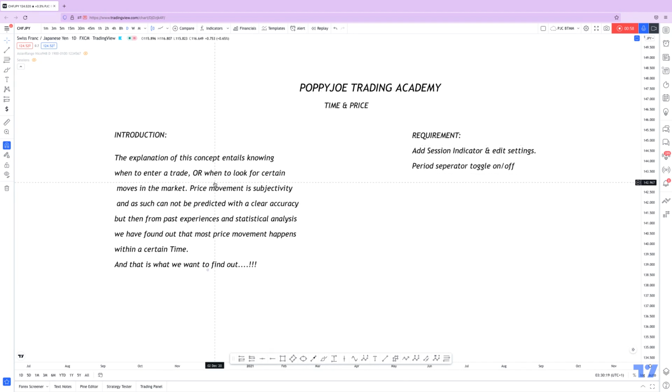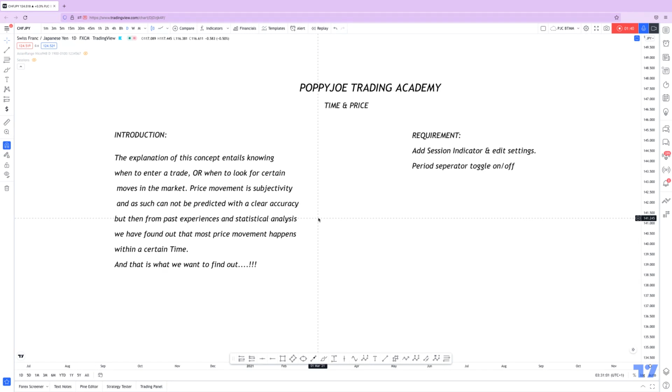So the next thing that we need to understand is that price movement is subjective, and as such, it cannot be predicted with clear accuracy. But from past experiences and statistical analysis, we have found out that most price movement happens within a certain time, within a certain period, within a certain session, do you understand? We could have market movement or price moving mostly during some certain periods. So obviously, you want to trade in an environment whereby there's movement in the market, whereby there's volatility in the market, which is what we'll be studying for the purpose of this concept.